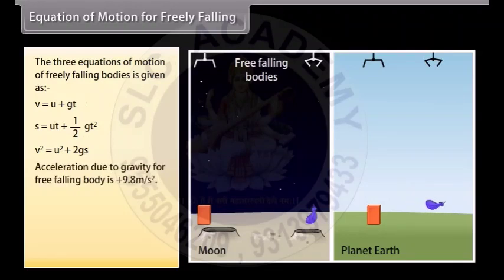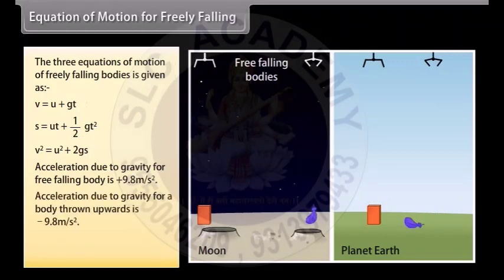Acceleration due to gravity for a free-falling body is plus 9.8 meter per second square. Acceleration due to gravity for a body thrown upwards is minus 9.8 meter per second square. Weight of an object on the moon is 1 upon 6th.